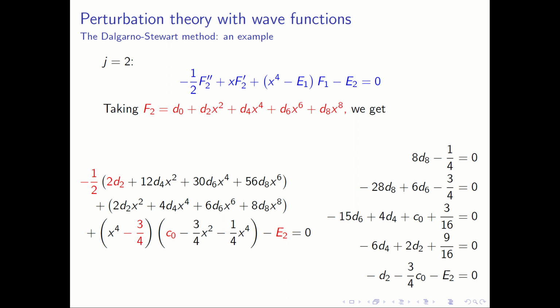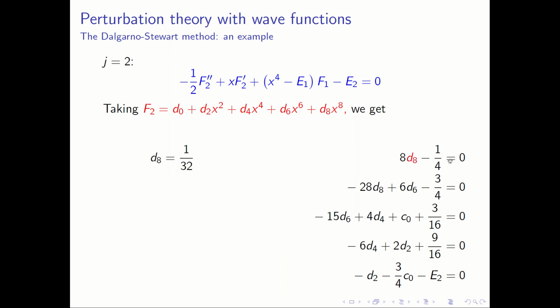But if you start solving these equations starting from the very beginning, d8 is 1 by 32, then the next equation can be solved for d6. Pretty straightforward. You can just do the simple arithmetic in your head even. The next equation will give you d4, but now d4 will have this undetermined C0 stuck in it.